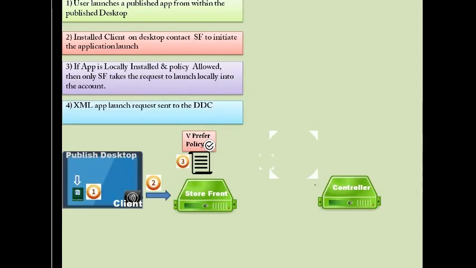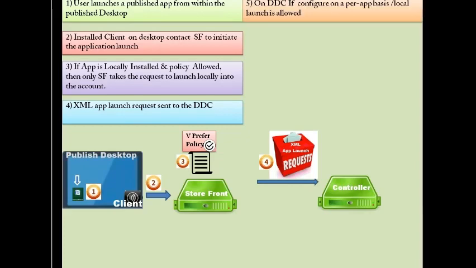Fourth step is, StoreFront now includes this information in the XML app launch request and sends it to the DDC. On the fifth step, the DDC handles the XML app launch request. Here the administrator can configure on a per app basis if local launch is allowed.